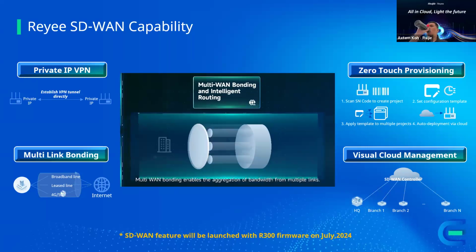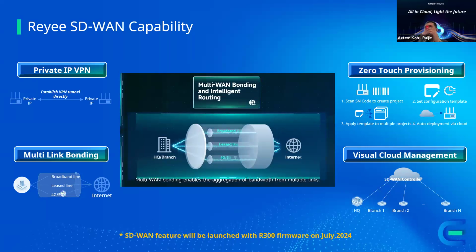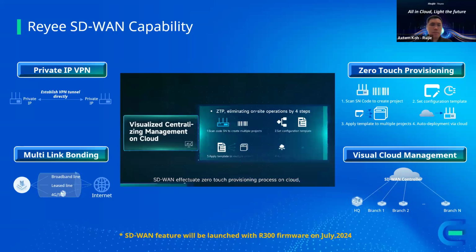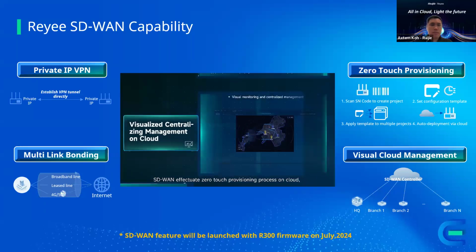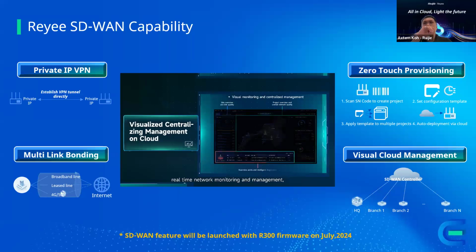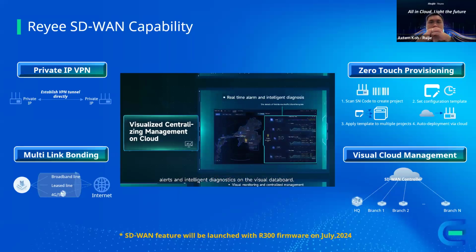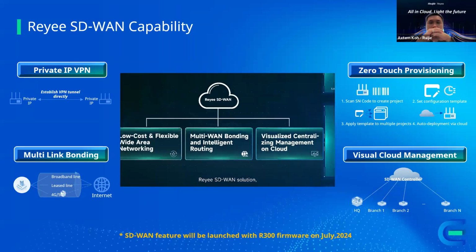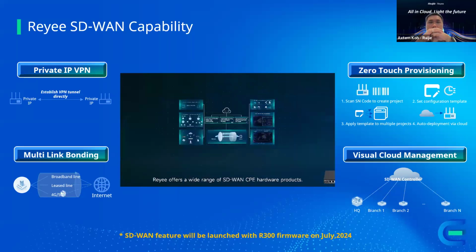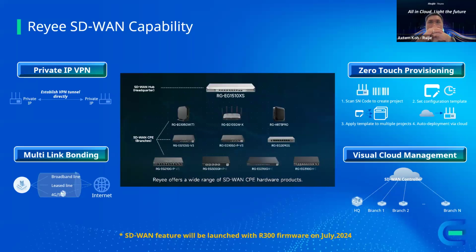Multiple WAN bonding enables the aggregation of bandwidth from multiple links. Intelligent routing is based on the evaluation of link quality with zero failover latency. SD-WAN effectuates zero-touch provisioning process on cloud. Real-time network monitoring and management. Alerts and intelligent diagnostics on the visual data board. Reyee SD-WAN solution, affordable and enjoyable for everyone. Reyee offers a wide range of SD-WAN CPE hardware products.